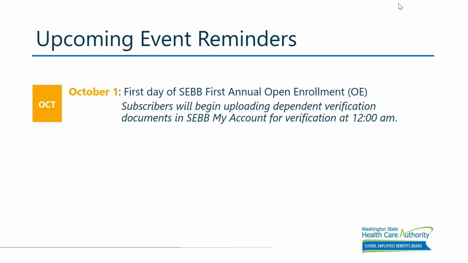So here are some upcoming events, just some reminders for you. October 1st is the first day of SEBB First Annual Open Enrollment. At this point, employees will be able to log into SEBB My Account and select their coverage elections. They'll be able to add dependents and upload dependent verification documents starting 12 a.m. on October 1st.